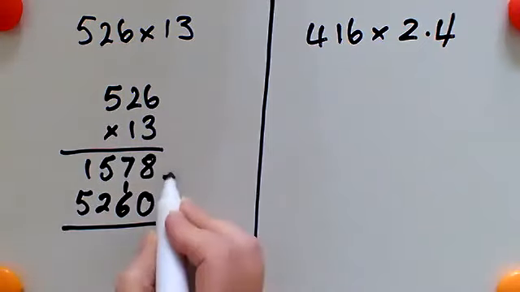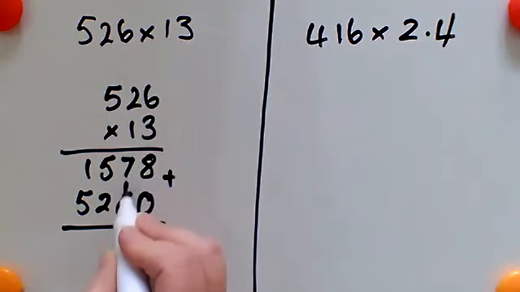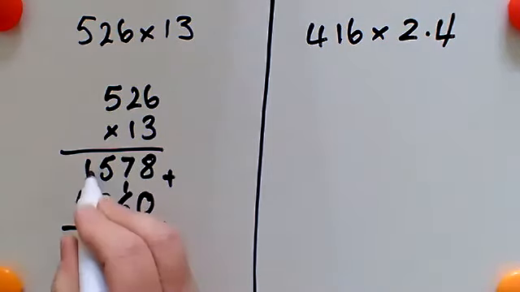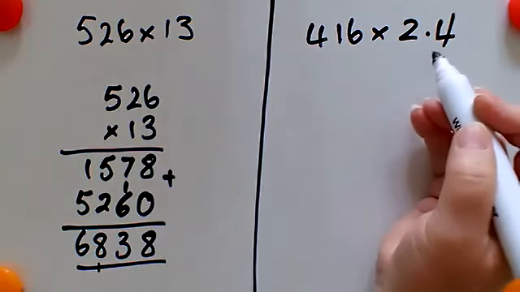Now all that's left for me to do is to add these together. 8 and 0, 7 plus 6, don't be confused with the 1 that you carried there. So 7 plus 6 is 13. Need to carry 1. 5 plus 2 is 7, plus the 1 is 8. And 1 plus 5 is 6. So our answer is 6,838.